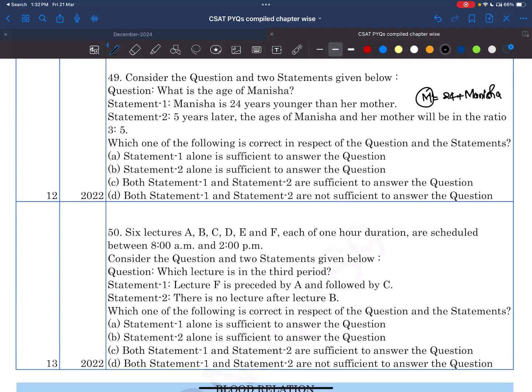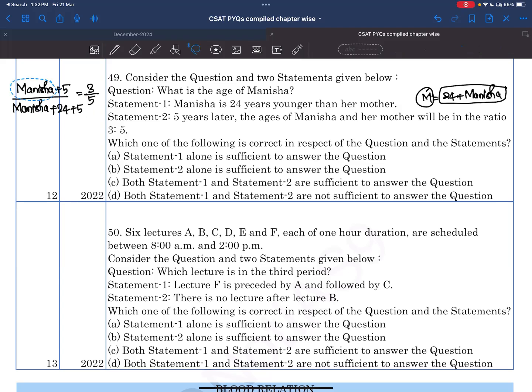Statement 2. 5 years later, the ages of Manisha and her mother will be in the ratio 3:5. After 5 years, mother will become this value plus 5, right? Now what is it telling? Ratio between Manisha and her mother. Manisha after 5 years, right? It will become Manisha plus 5. What will mother become? Manisha plus 24 plus 5. This is equal to 3/5, right? Age of Manisha is X.